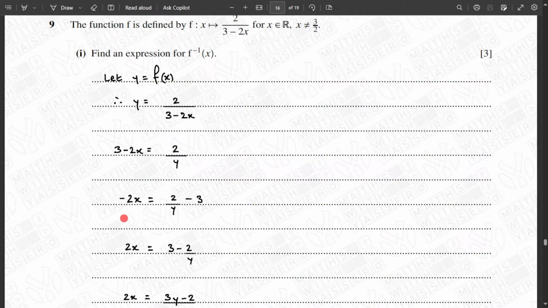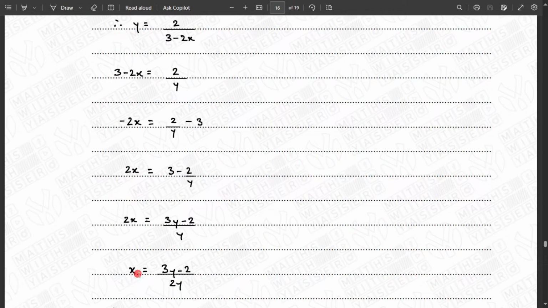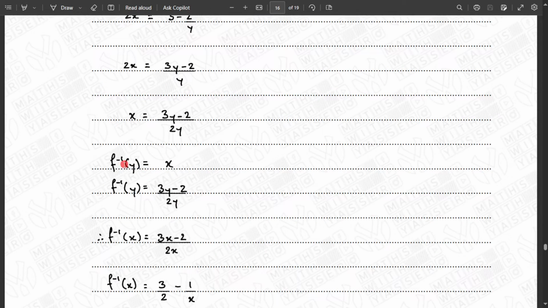If we multiply negative 1 on both sides, then we will get 2x is equal to 3 minus 2 over y. So 2x should be 3y minus 2 over y if we do the LCM for this. That means x will be 3y minus 2 over 2y. Now f inverse of y is equal to x, or we can say f inverse of y is 3y minus 2 over 2y.